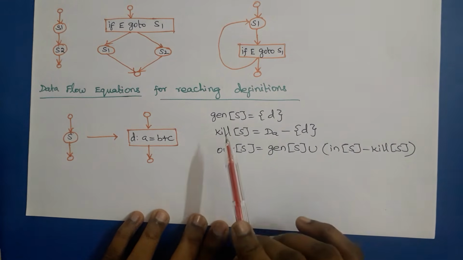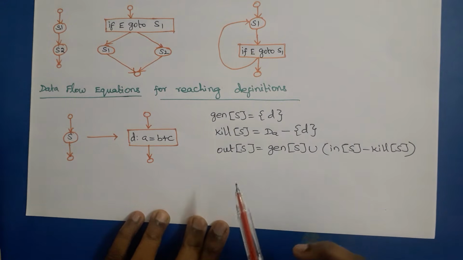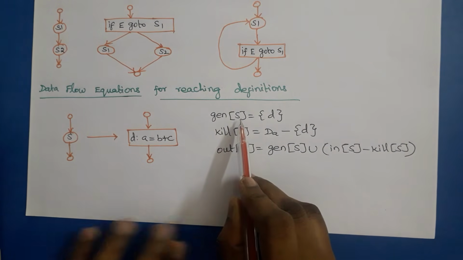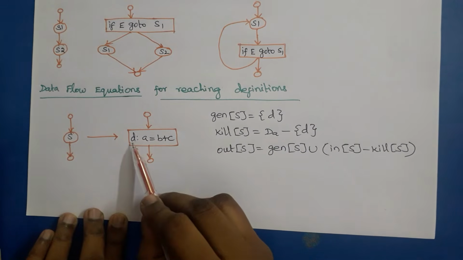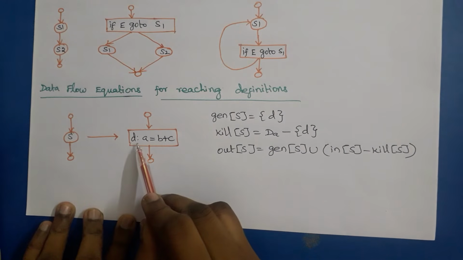Okay, and gen, kill, these are all synthesized attributes. Normally, in is an inherited attribute in these data flow equations. So gen of S, for the statement S, means which definition is generated here, the definition D. So gen of S is D.